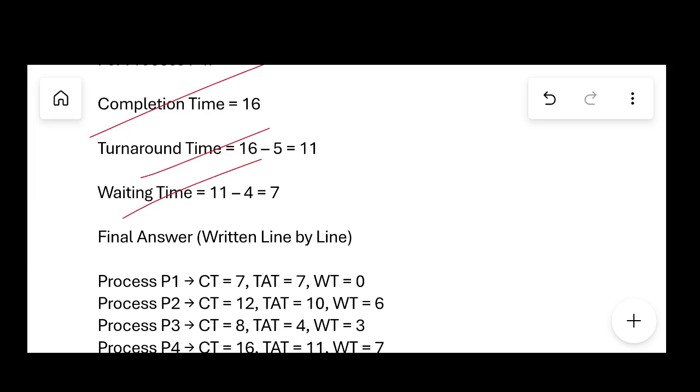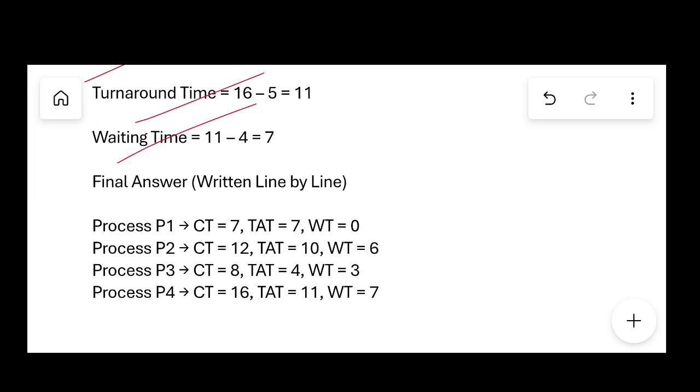So finally, process P1 has completion time 7, turnaround time 7, and waiting time 0. Process P2 has completion time 12, turnaround time 10, and waiting time 6. Process P3 has completion time 8, turnaround time 4, and waiting time 3. And the last, process P4 has completion time 16, turnaround time 11, and waiting time 7.